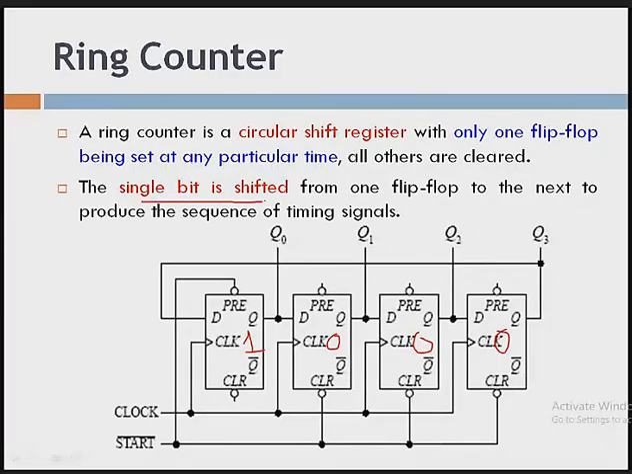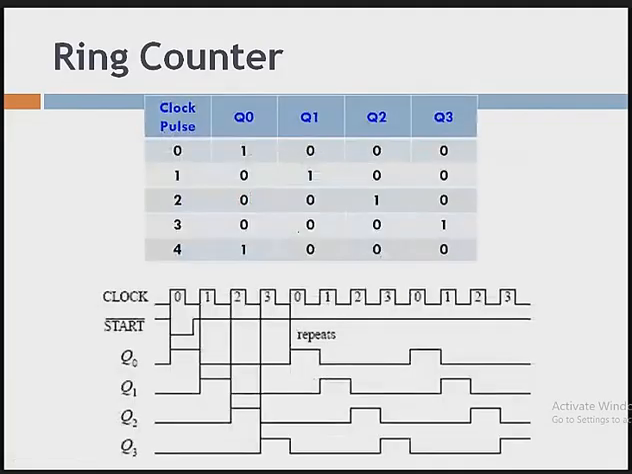Okay, so the single bit is shifted from one flip flop to the next flip flop to produce the sequence of a timing signal. Here, initially at the 0th clock pulse, I'm considering the condition 1 0 0 0. Now suppose I apply the first clock pulse, then the output is like this: this bit will be shifted here, then the next bit here, and the last bit, that is Q3, comes to here.